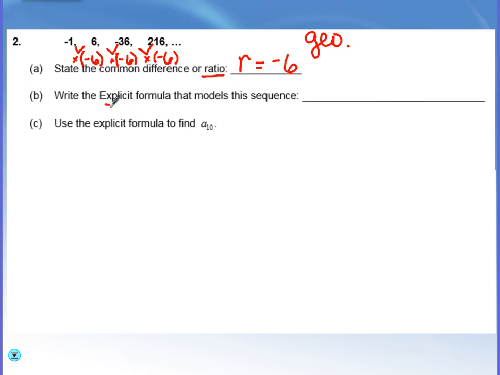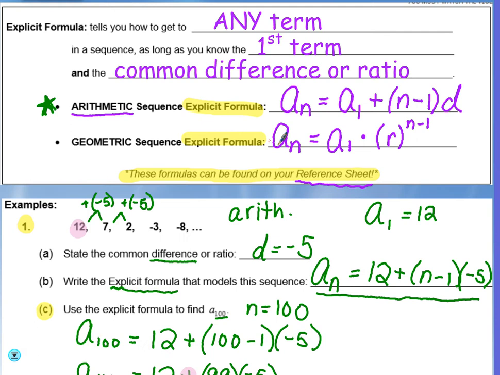Now we are coming up with the explicit formula. Please take a look at the top of your page where we wrote down our geometric explicit formula, and we are going to use this as our guide. We are always replacing a sub 1 and the common ratio. Same thing from up above. We're always going to replace a sub 1 and the common difference when we come up with our specific formulas.